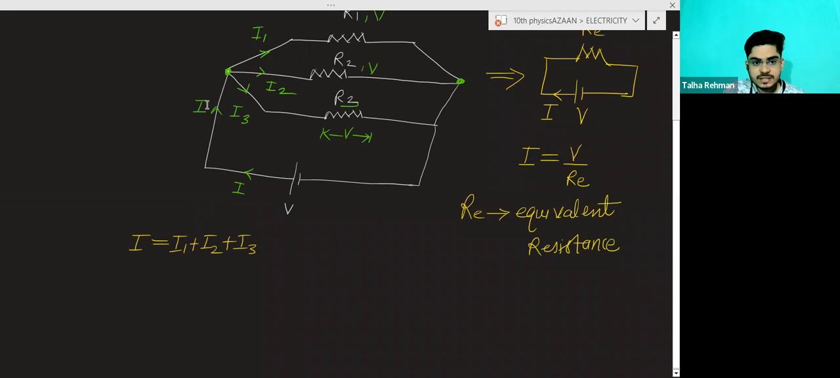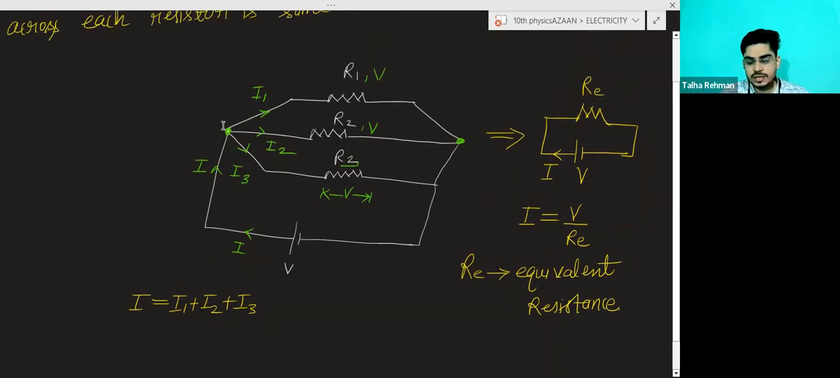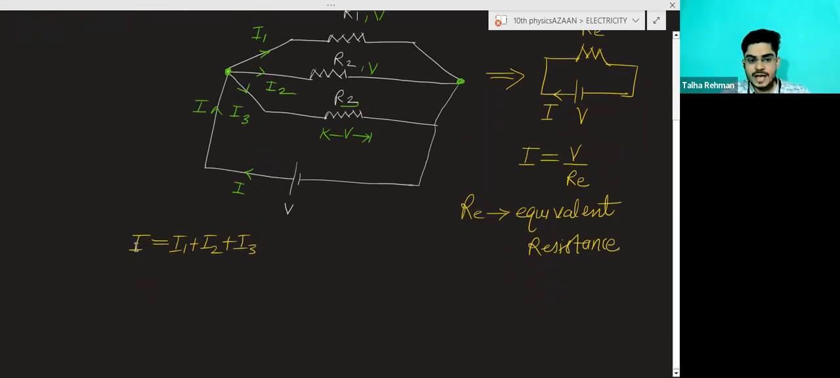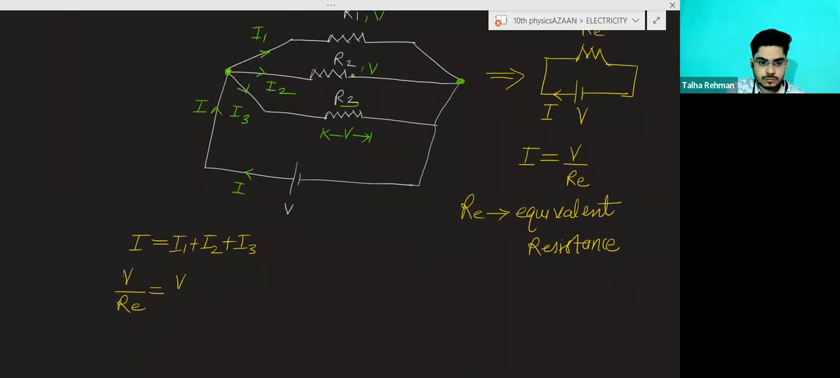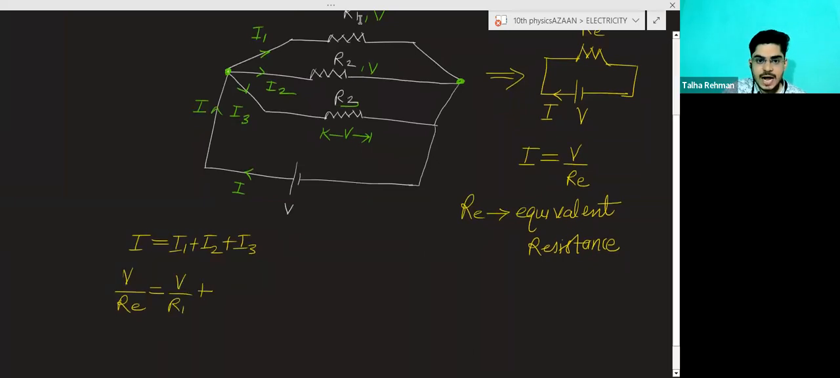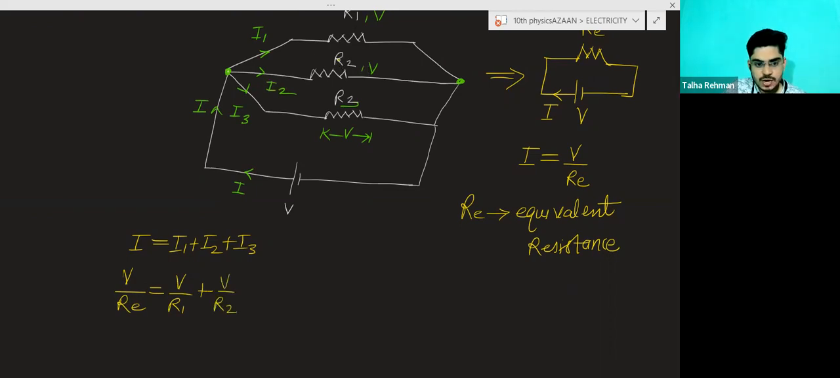Now, I can be written as I1 plus I2 plus I3 because current is dividing through these branches. If there are branches in the wire, then current will be divided. I can be written as V by RE. Now, I1 can be written as V by R1. I2 can be written as V by R2. I3 can be written as V by R3.